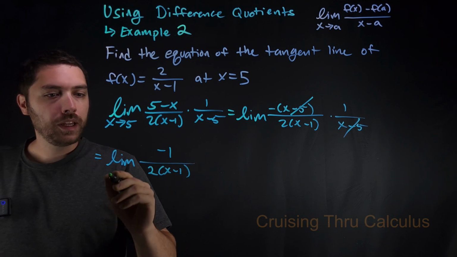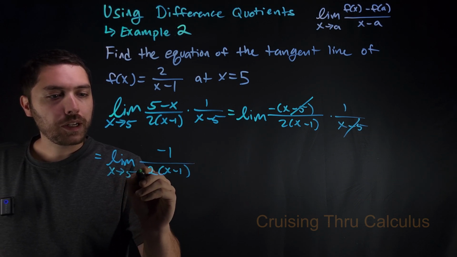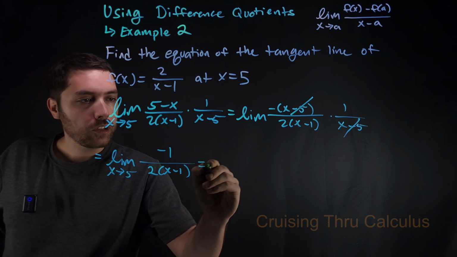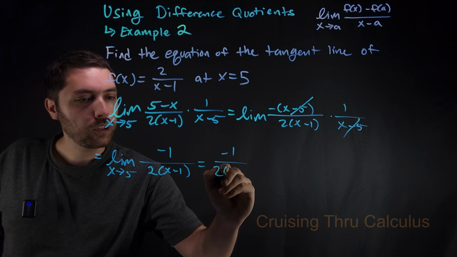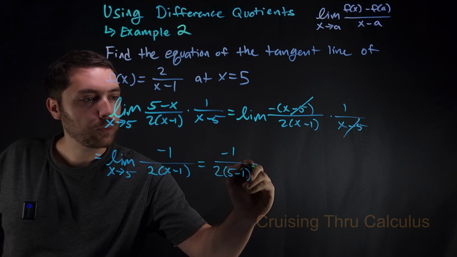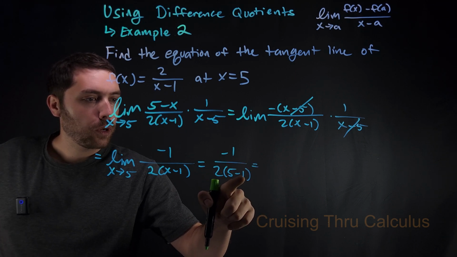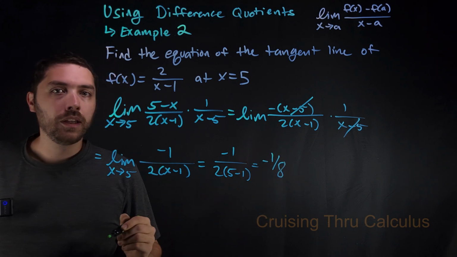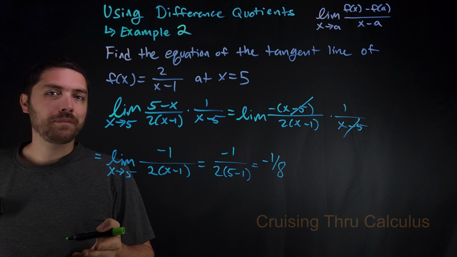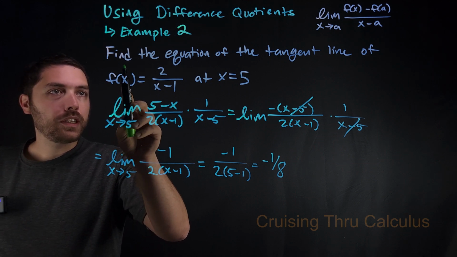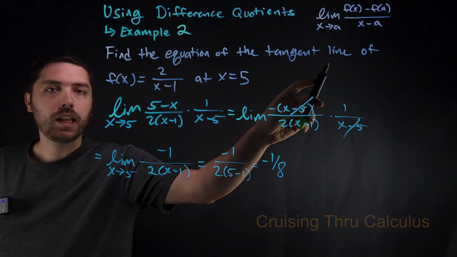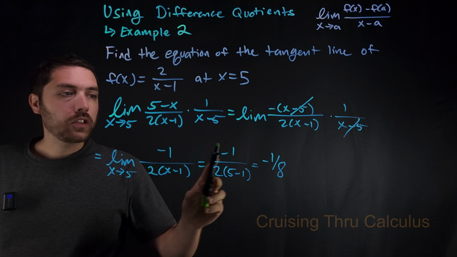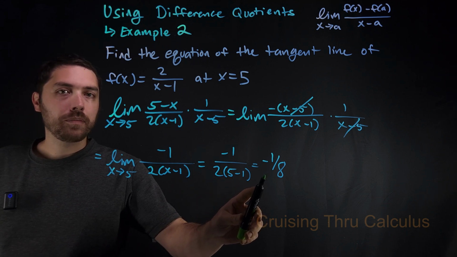Now after all that work, I think we can finally use substitution. Let's take 5 and plug it in for x here. So we're going to get negative 1 over 2 times 5 minus 1. So 5 minus 1 is 4, and 4 times 2 is 8. So our final answer is negative 1/8. But actually, we're not done. Because if you read up here carefully, it says find the equation of the tangent line. We haven't found the equation of a line. All we have found is the slope of the tangent line, actually.